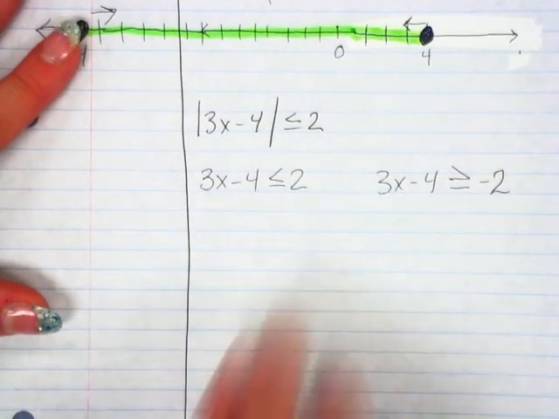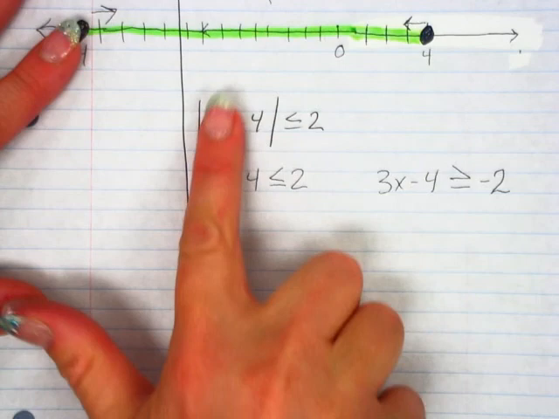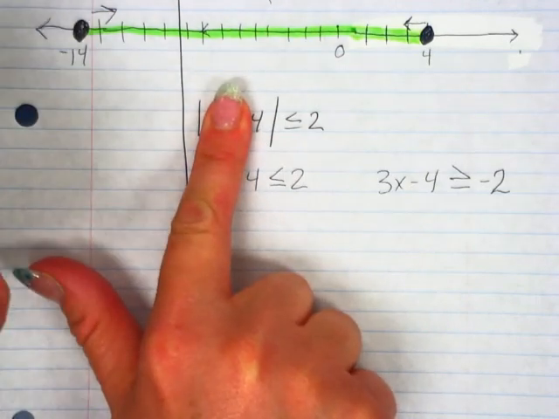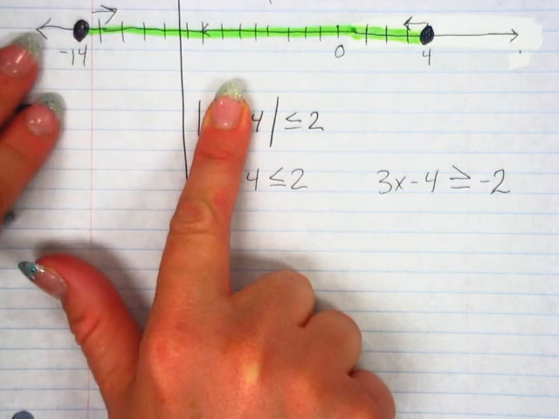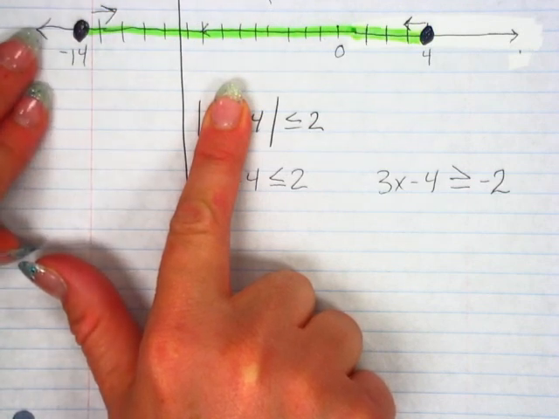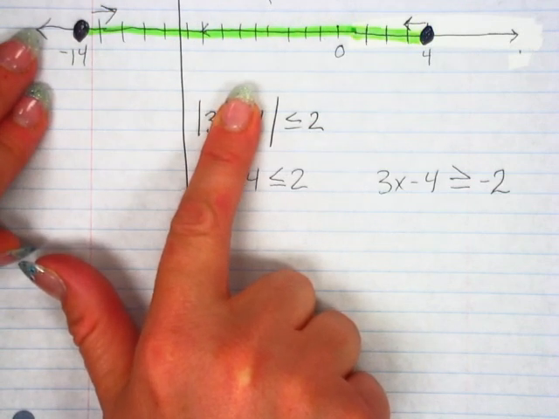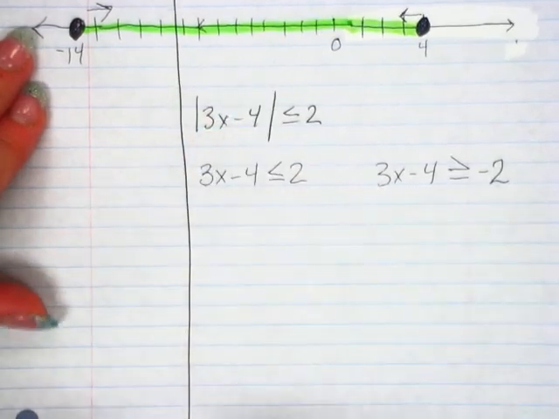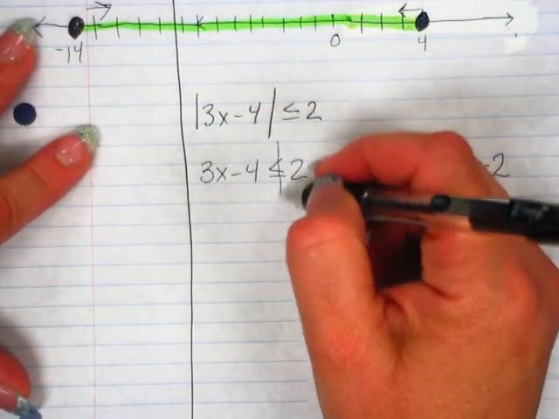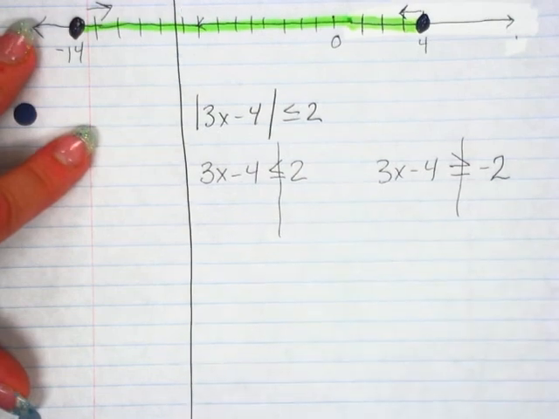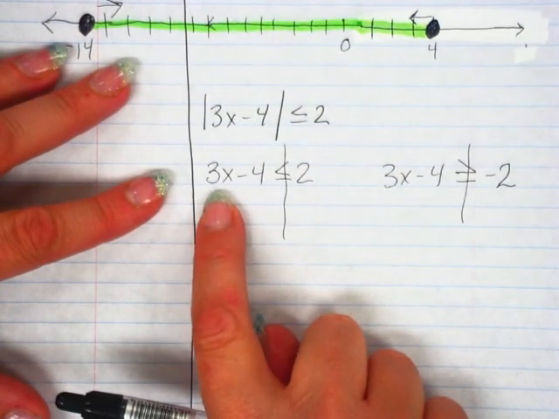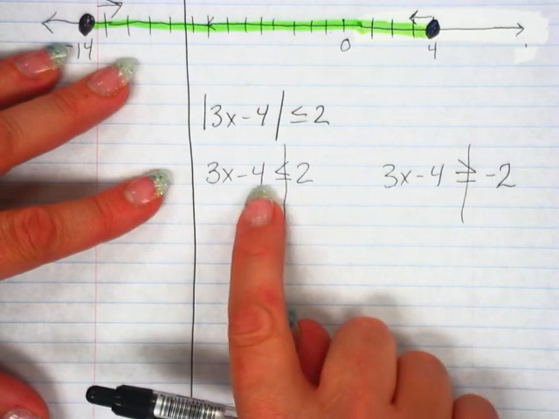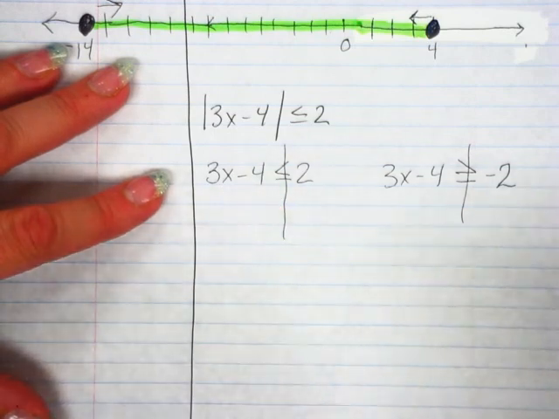Because again, we're looking at this and we're saying, okay, whatever's inside here has to be less than or equal to a positive 2 when I take the absolute value. So it could be negative 2 or it could be positive 2 inside here. We don't know because it's the absolute value. Again, solving opposite operations. We're looking at multiplying times the 3 and subtracting the 4. And remember, we look at addition and subtraction first.